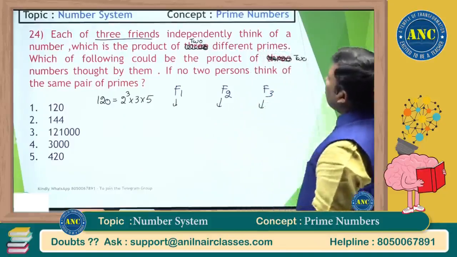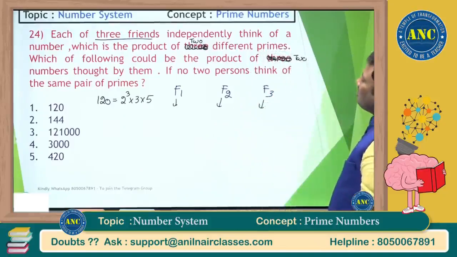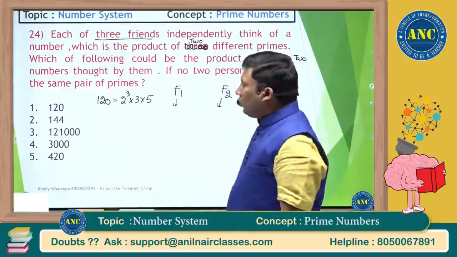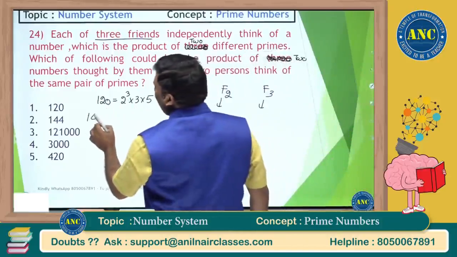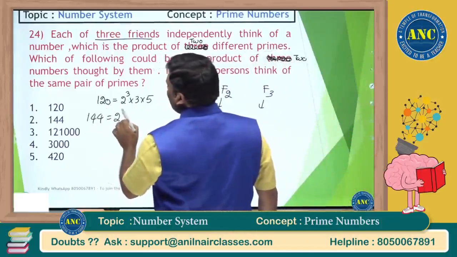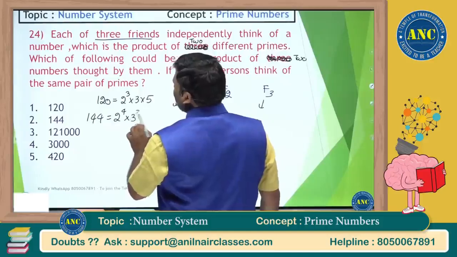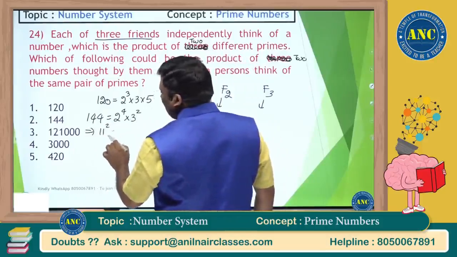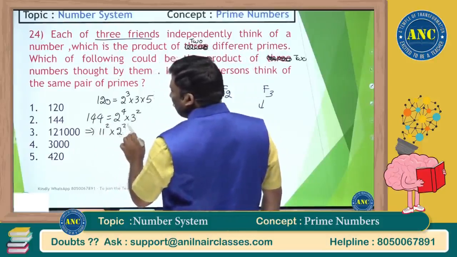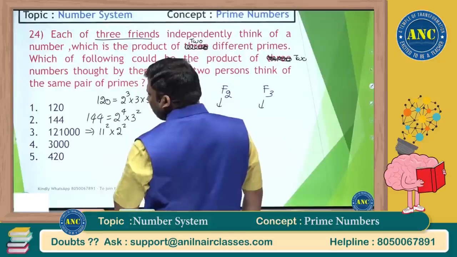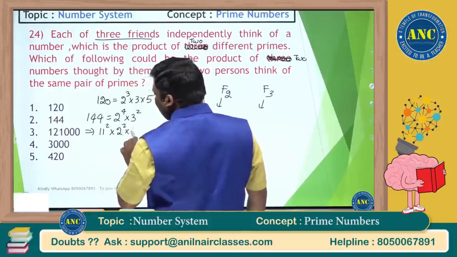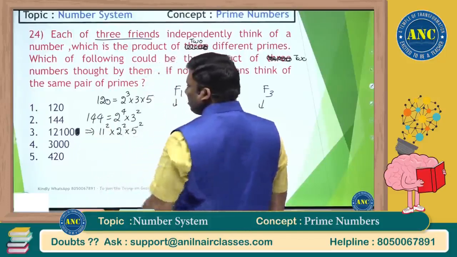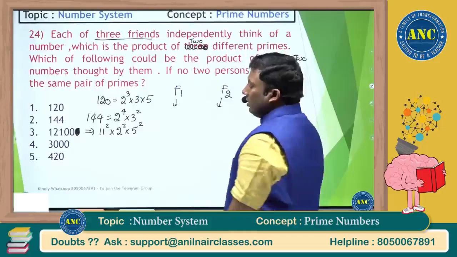Each of 3 friends independently think of a number which is the product of 2 different primes. 120 can be written as 2 cube into 3 into 5. 144 can be written as 2 power 4 into 3 square. 12100 can be written as 11 square into 10 square, which is 100. 2 more zeros. There is a typing mistake here. 12100.